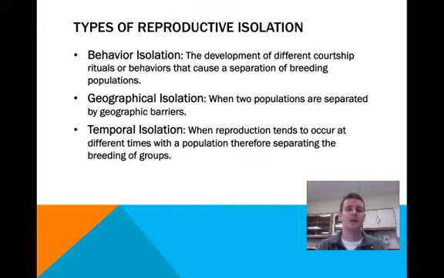Another type of reproductive isolation is called geographic isolation, and this basically means when two populations are separated by some sort of a geographic barrier. This could be like a mountain or a newly formed river or something that occurs within the actual physical environment.